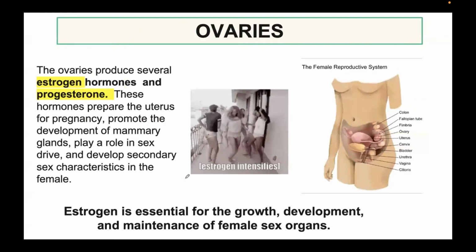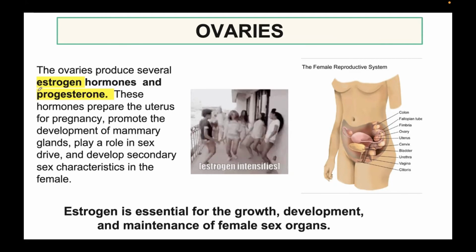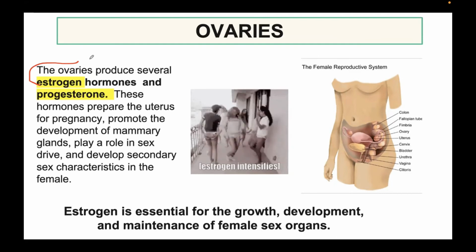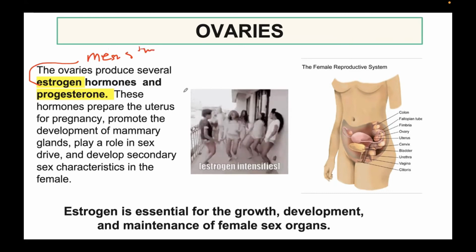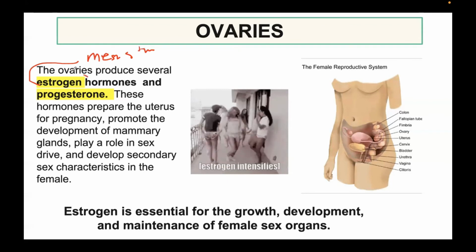Okay? Next, mapunta na tayo sa ating ovaries. Ovaries, we have the estrogen hormones and the progesterone. Your estrogen, okay, the development of female reproductive organs and secondary sex hormones. Your estrogens are responsible for the regulation of your menstrual cycle. Estrogen po, menstrual cycle. Okay. Also, the maintenance of the pregnancy. So, estrogen responsible for the regulation of menstrual cycle and maintenance of the pregnancy.